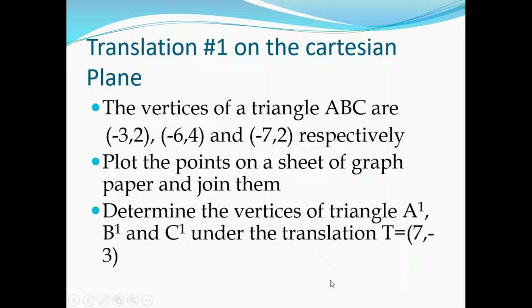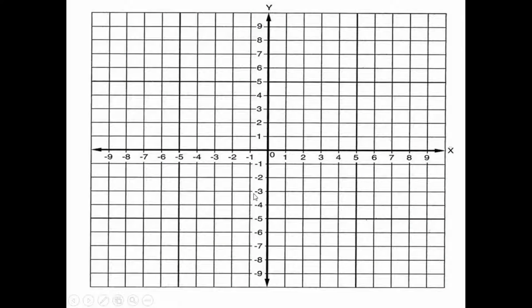Our problem, in which it says the vertices of a triangle ABC are (-3, 2), (-6, 4), and (-7, 2), respectively. Plot the points on a sheet of graph paper and join them. Determine the vertices of a triangle A', B', C' under the translation (7, -3).